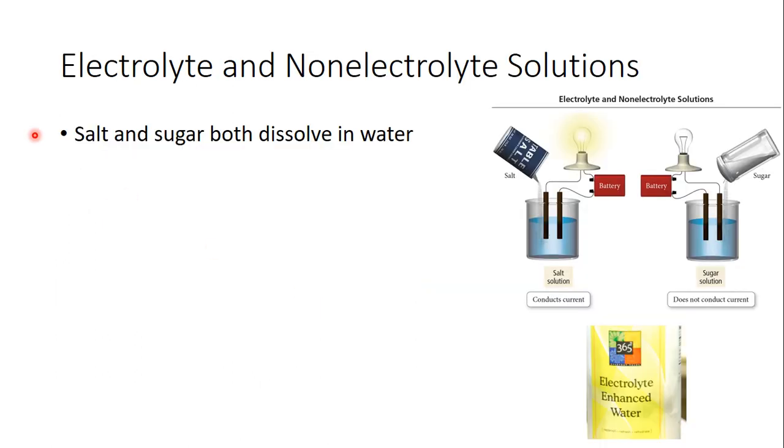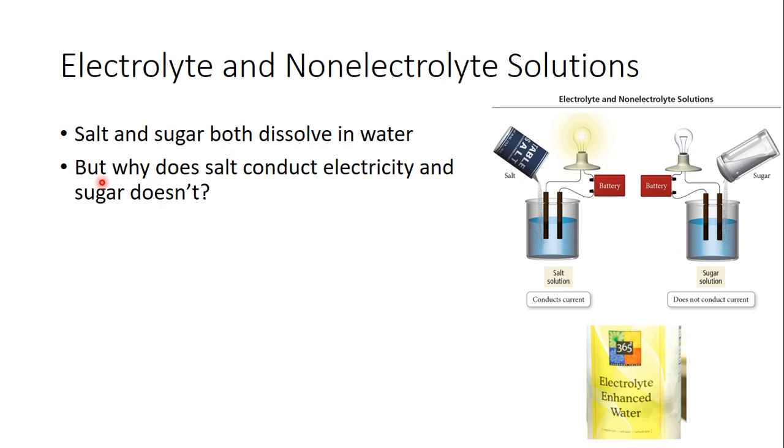Now, when we dissolve sugar or salt in water, we see interesting properties. One, salt makes electricity go through water. Sugar does not. Now, water itself does not conduct electricity. It's only the ions dissolved in water that make it conduct electricity, and only certain ions make it conduct electricity.